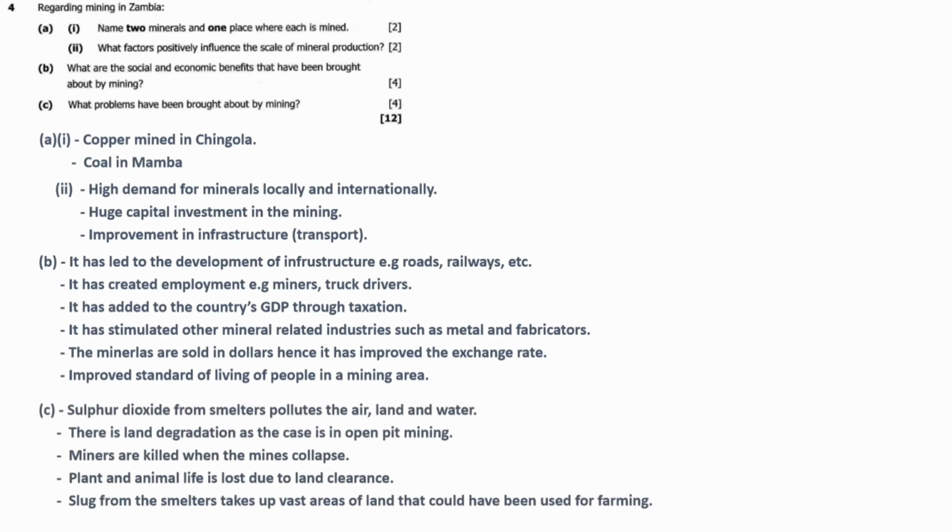Finally, part C, what problems have been brought about by mining? So there are several problems brought about by mining, but we can say sulfur dioxide from smelters pollutes the air, land and water. There is land degradation, as is the case in an open pit mine. Then sometimes miners are killed when mines collapse. Then plant and animal life is lost due to land clearance. Slag from the smelters takes up vast areas of land that could have been used for farming.